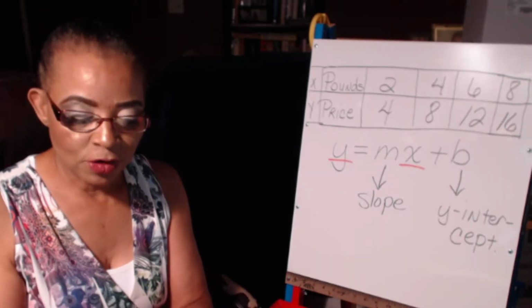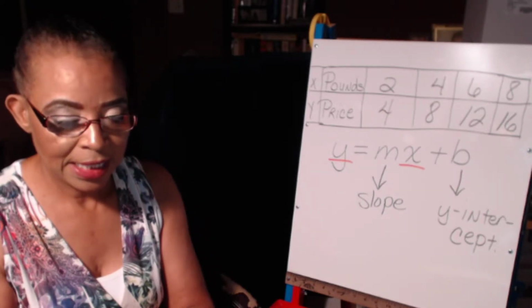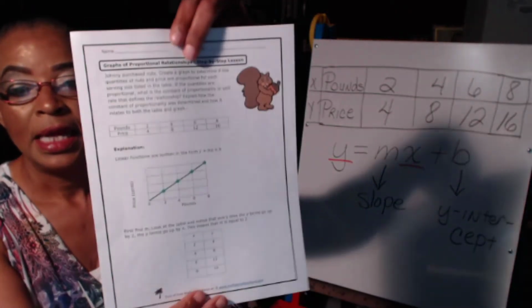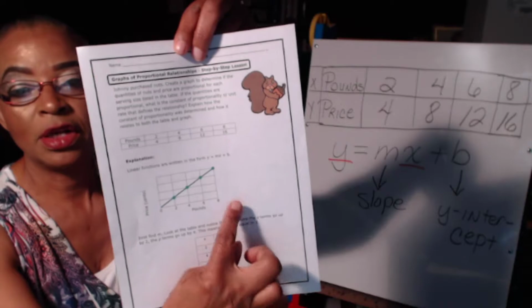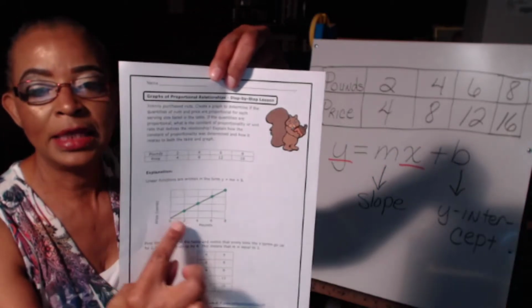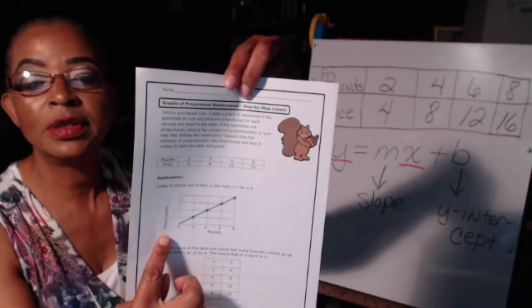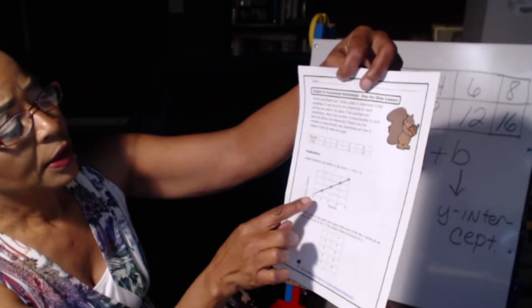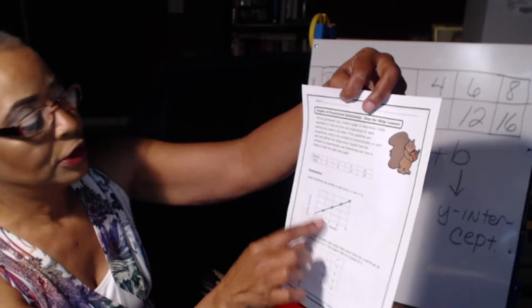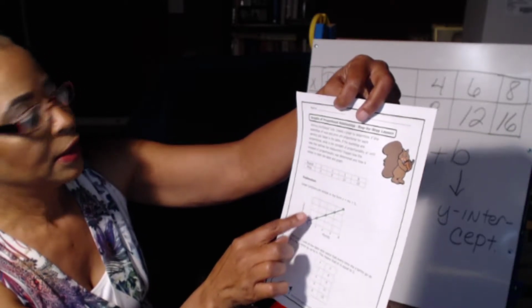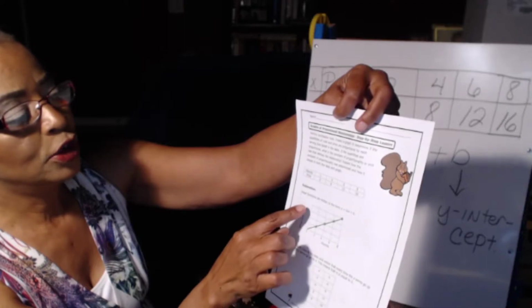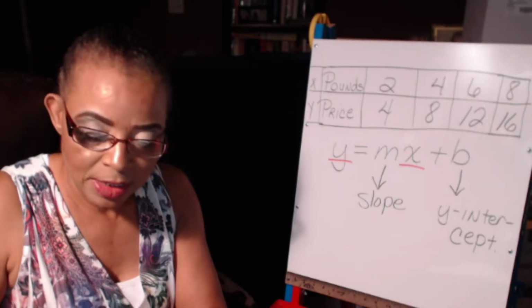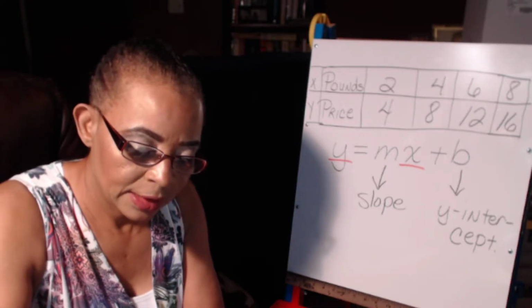Once again, I first want you to see the graph. It is a line. They connected all the dots, starting with 0, 0. Then these are pounds, so this has to be 2, 4, 6, 8, and the prices 4, 8, 12, and 16. It's not listed on here, so I will write it.